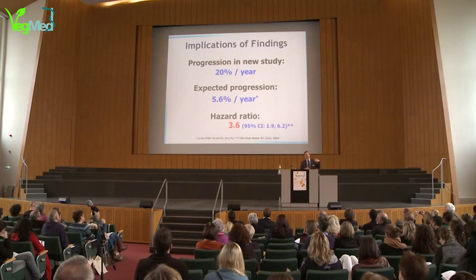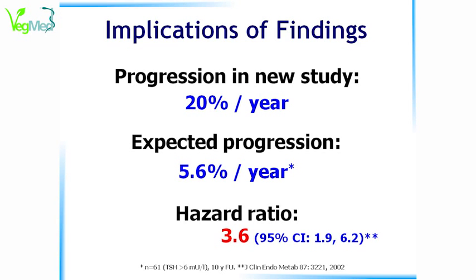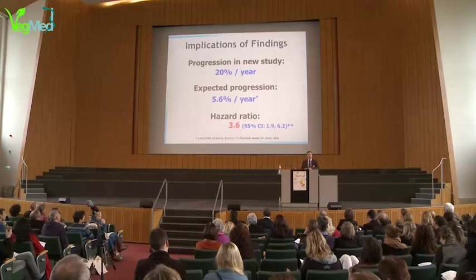What they found was that about 10% of the people consuming the high isoflavone protein progressed from subclinical to overt hypothyroidism. So 10% in 6 months, that would be 20% per year. The expected rate of progression was 5.6% per year based on other studies. So that means that in this one study, soy increased the risk of progressing to overt hypothyroidism by about threefold. Again, it's just one study.